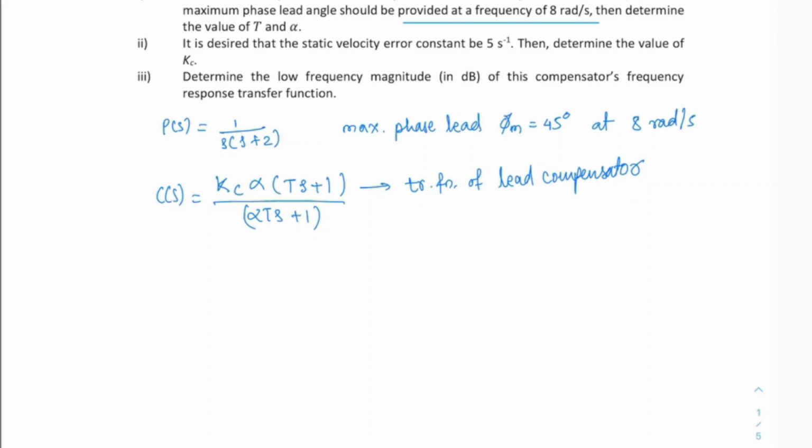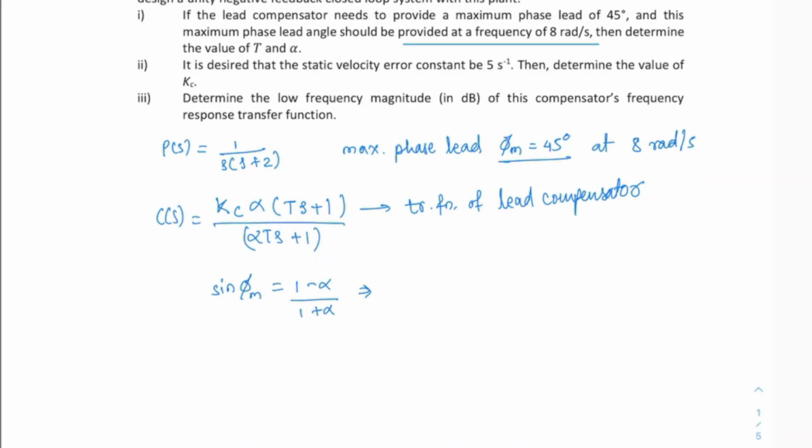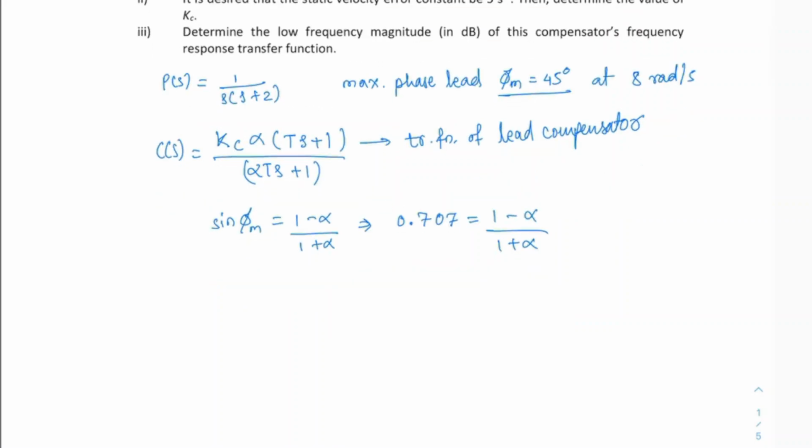Since phi m has been given as 45 degrees, we can use sin phi m equals 1 minus alpha over 1 plus alpha. If I put 45 degrees here, this will be 1 over root 2, which is 0.707, equals 1 minus alpha over 1 plus alpha. If we cross multiply and solve, this results in alpha equals 0.172. So we have found alpha.